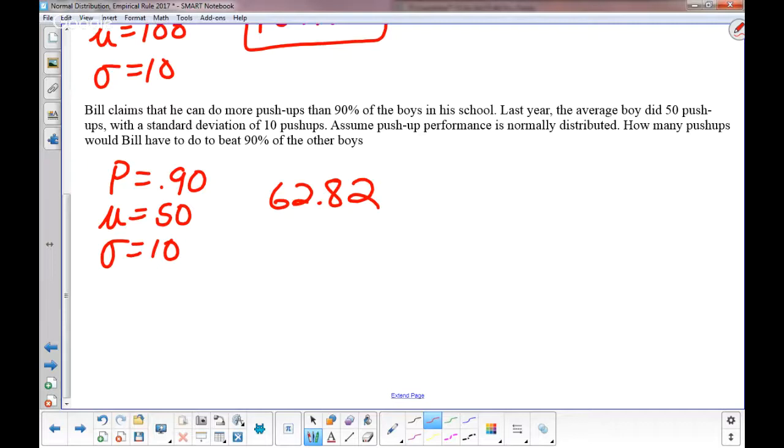No, because we don't count partial push-ups. So what does he have to do? He has to do roughly, in this case, 63, because we need an actual number of push-ups that he physically has to do. The value would be 62.82, but the actual number he needs to do is 63. If he does 63, he will be above 90%. If he does less than 63, like 62, he doesn't do more than 90%; he's still in the 89th percentile. So be careful. In this case, to do better than 90%, he needs to do 63.